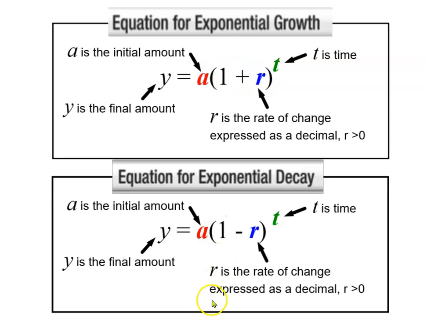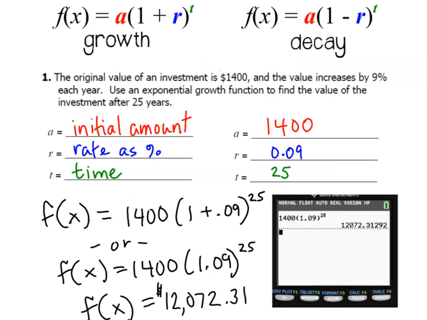Now, if something is increasing, you're going to add a certain percentage. And if something is decreasing, you're going to subtract a certain percentage. So notice that the only difference here are the plus or the minus signs in the middle. It's pretty obvious which one gets which. Growth is plus, decay is minus. All right, let's start using this formula here. Pause the video and take a good long look at this example.